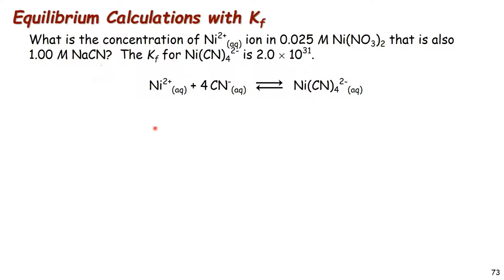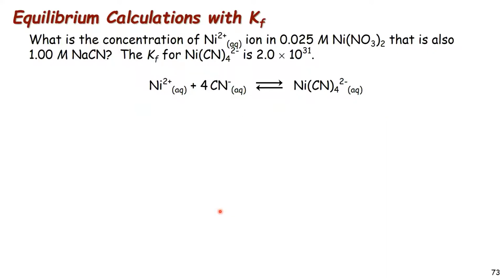Okay, so that's why the sodium is being ignored and the nitrate is being ignored. Basically, what this is telling us is that we have 0.025 molar nickel 2 plus, and we have 1 molar cyanide.